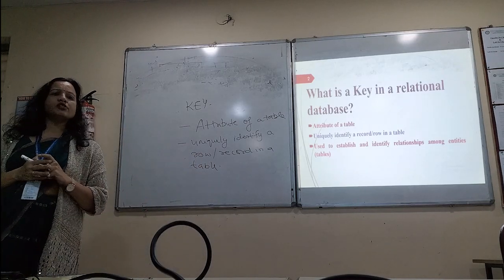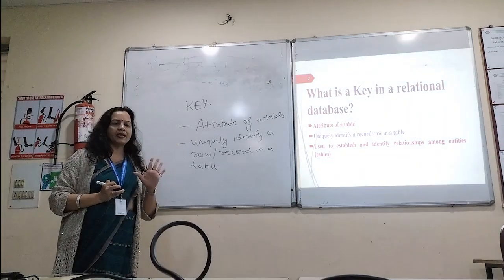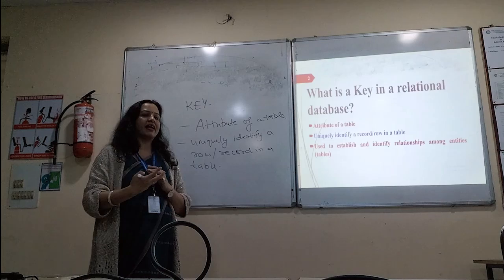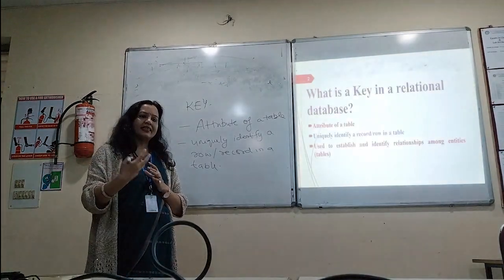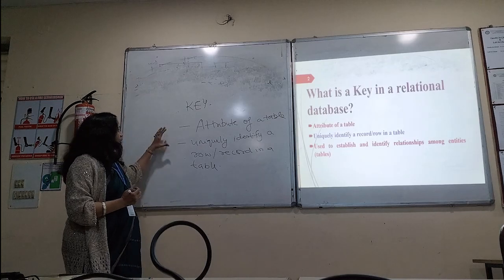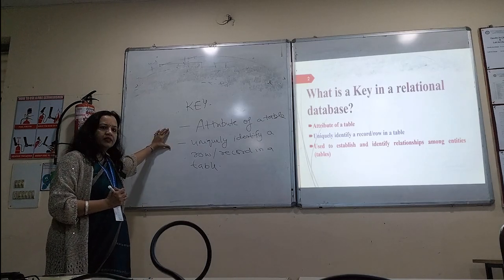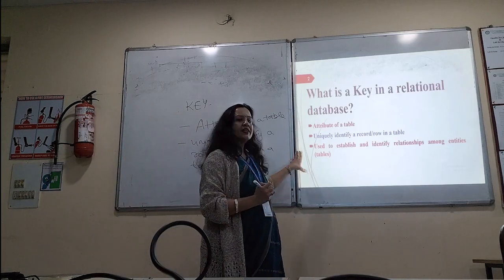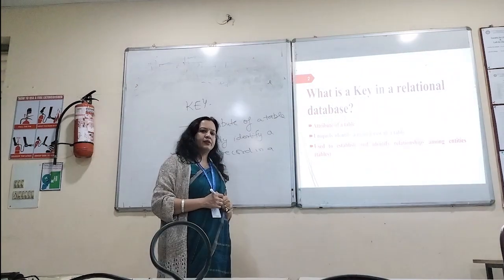So these are the most important points about a key. Firstly, it is an attribute of a table. Now what is an attribute? Attribute is something that defines data about the relation or the table, right? Second thing is it uniquely identifies a row or a record in a table. Third thing is it is used to establish and identify relationships among entities or tables.